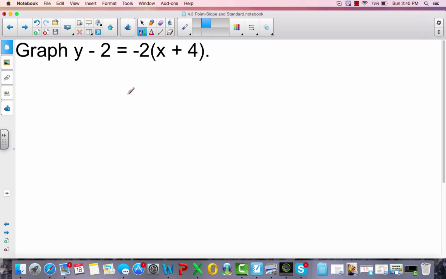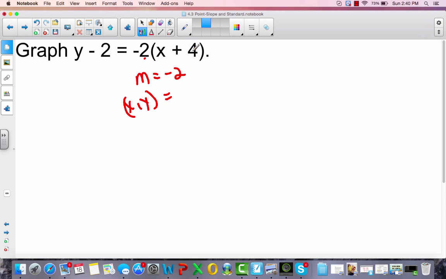All right, now, if you're given the formula and you're told to graph it based upon the formula, this is what you do. You have to have slope and a point in order to be able to graph a line. So let's find out what is the slope of this line. The slope is right here. So we write slope is negative 2.